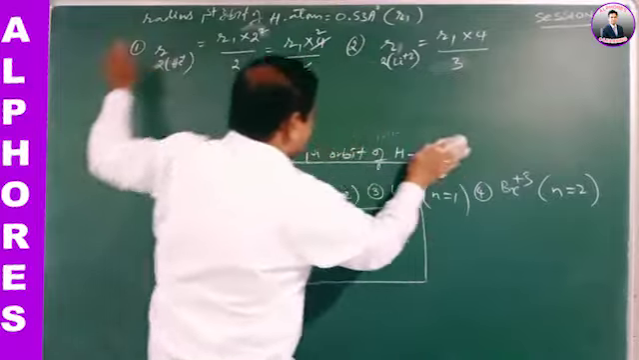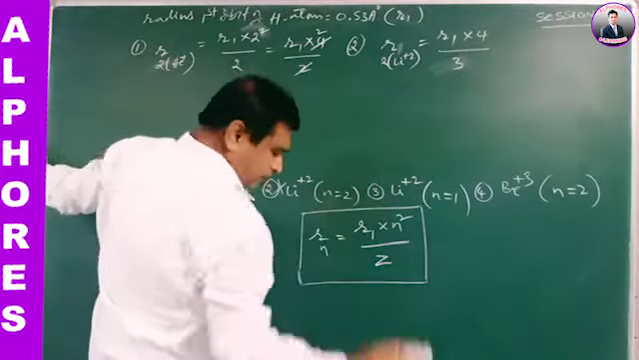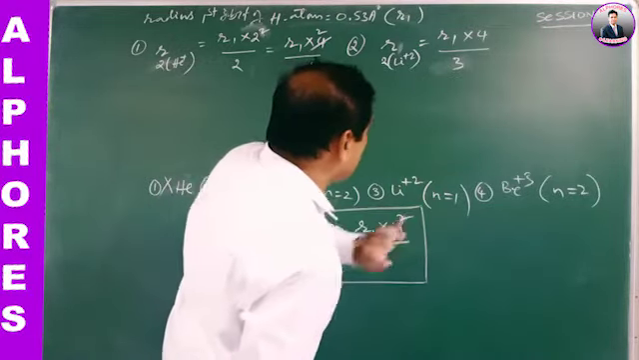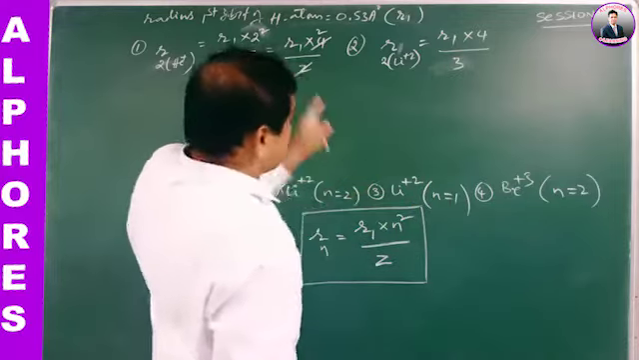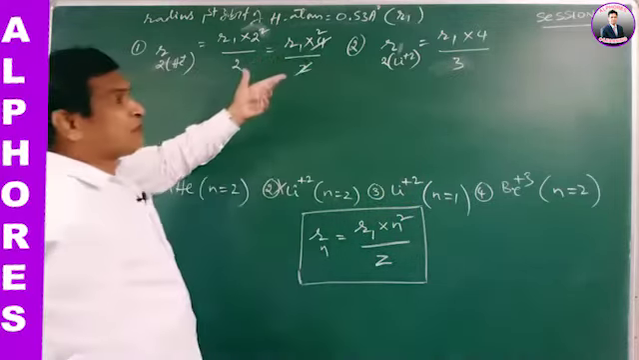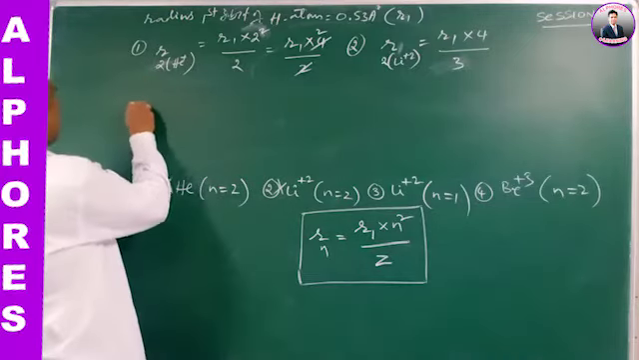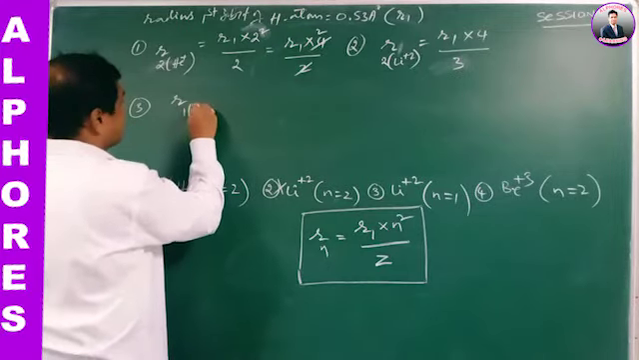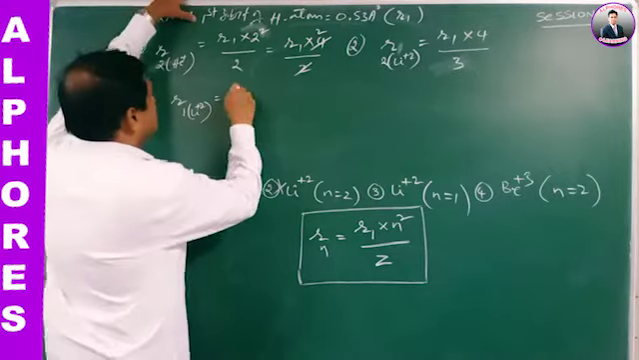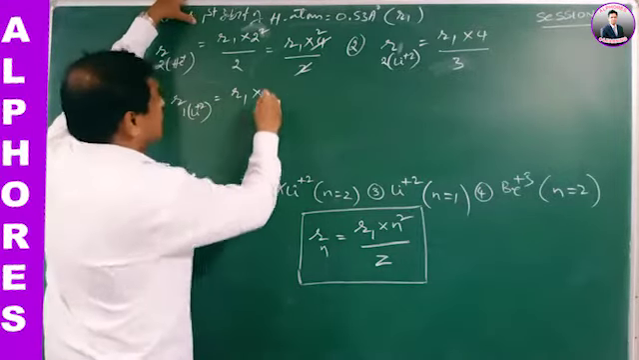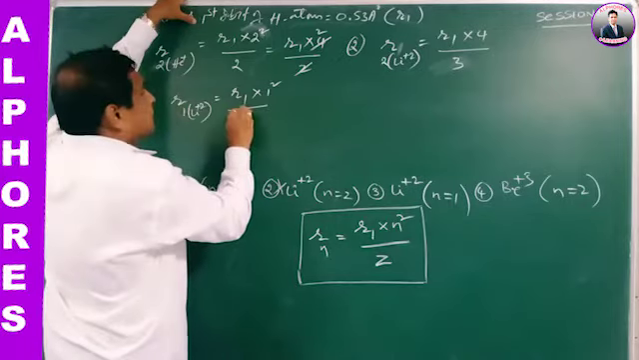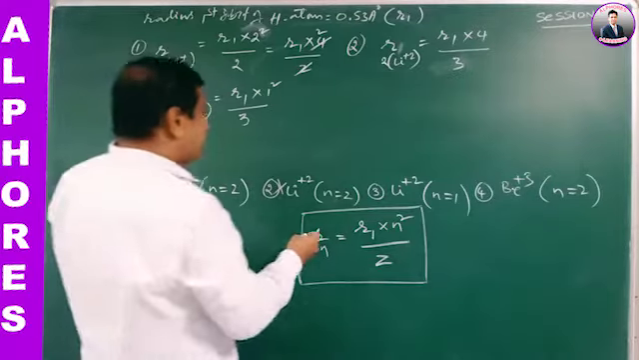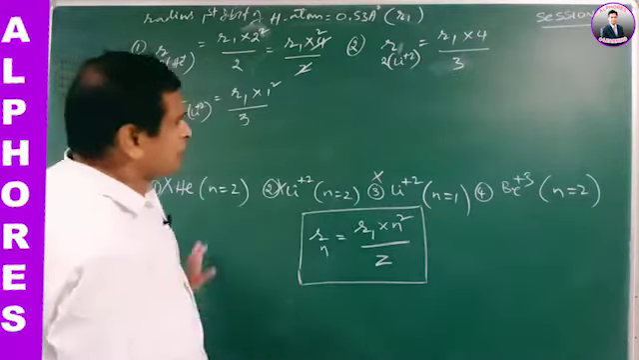Okay, now we are taking the next, third option. What does the third option say? The radius of first orbit of hydrogen, is it equal to the radius of first orbit of lithium? Let us check. So the third one: radius of first orbit of lithium plus 2 is equal to R1 into first orbit, that is 1 square by lithium atomic number 3. So this is R1 by 3. So it is not equal again. So that means this is not our answer. Okay, first 3 options are gone.